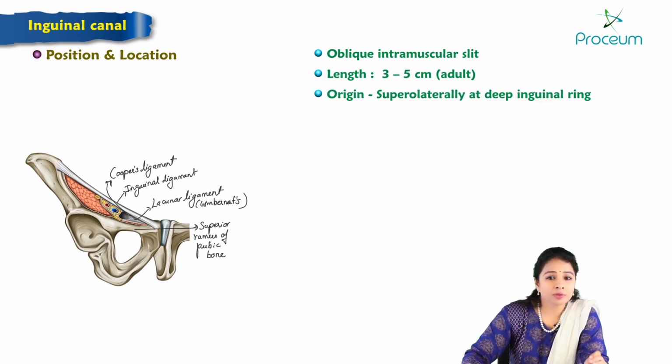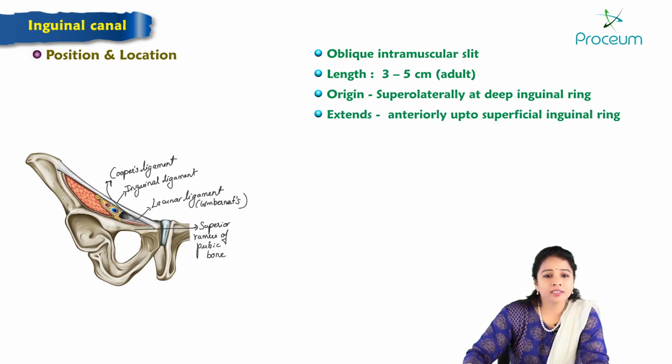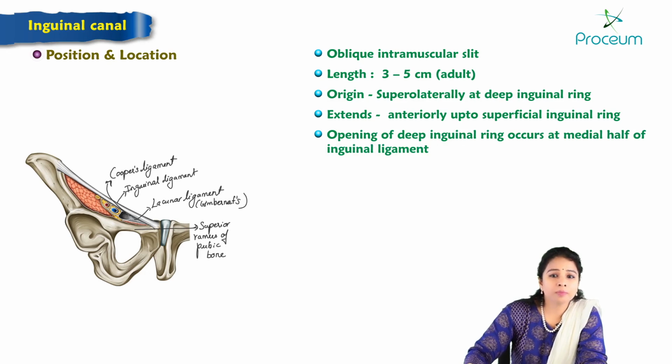Superolaterally it extends from the deep inguinal ring and extends anteriorly till the superficial inguinal ring. The opening of the deep inguinal ring occurs at the medial half of the inguinal ligament or Poupart's ligament. That is called the midpoint of inguinal ligament.